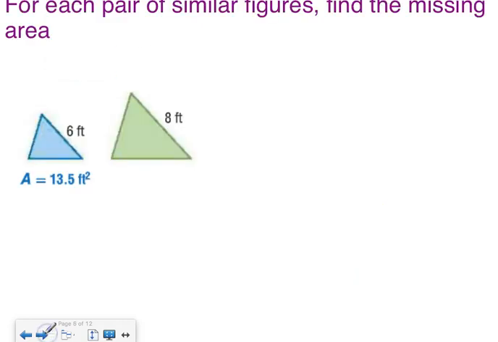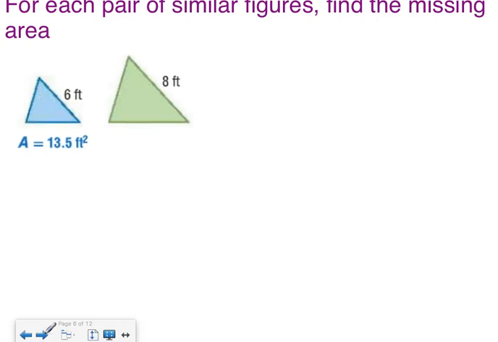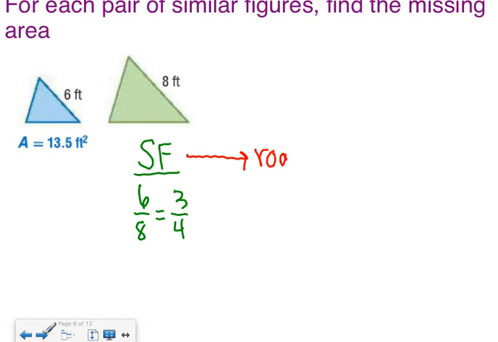Okay, let's try another one just like that. So where do we start? Scale factor. What would our scale factor be? 6 to 8. And I agree, I think you should reduce it. It makes your life easier. Oh, it's not 2/3. 3/4. There we go. 3/4. Okay, now where do I go? Square it. Yep, the ratio of your areas. Square, square.